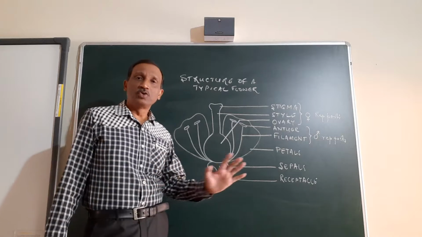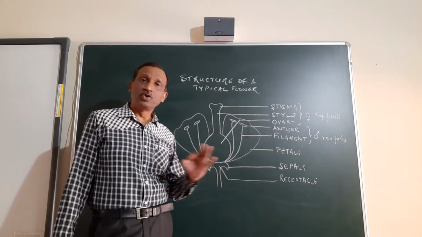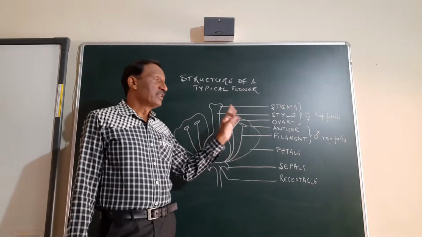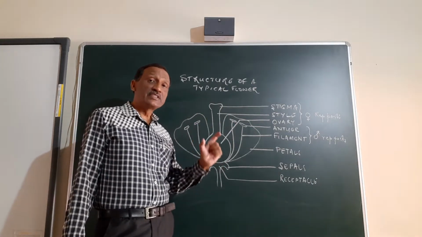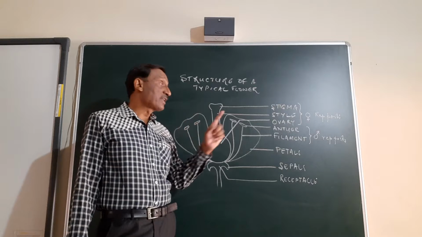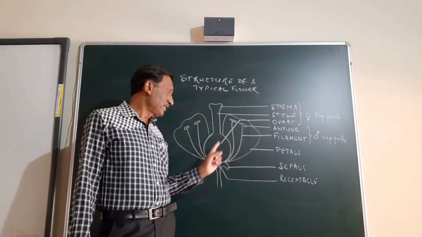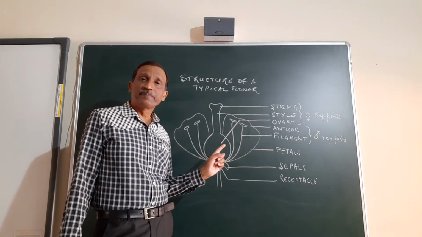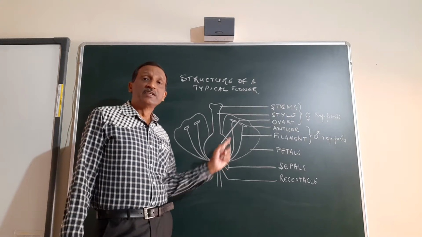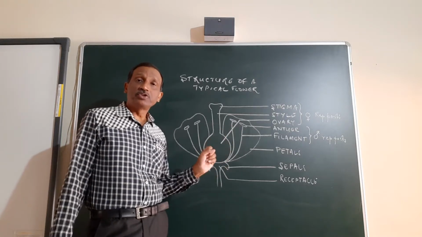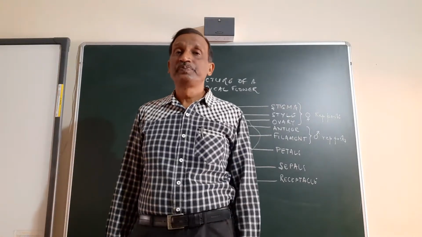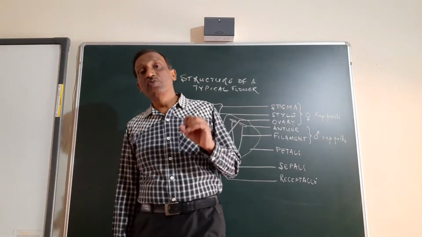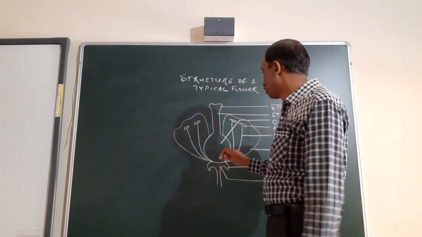Sepals have no role in reproduction. Petals have no role in reproduction. Even the filament has no role in reproduction. The reproductive cells, the gametes, are produced in the anther and in the ovary. So these are the main parts where the reproductive structures are formed, and they will only take part in sexual reproduction.